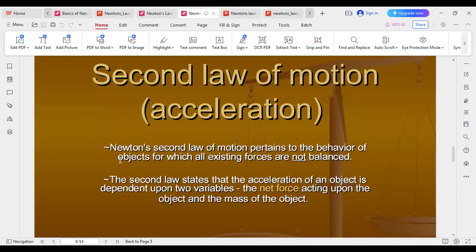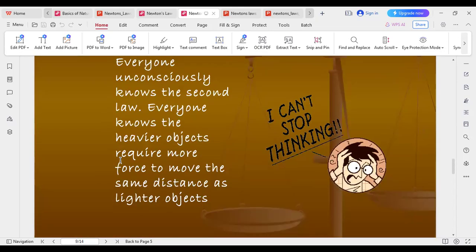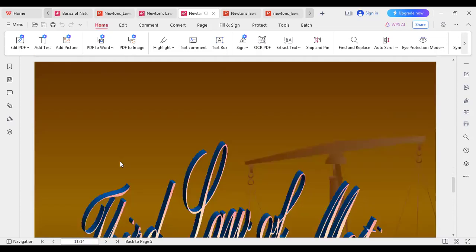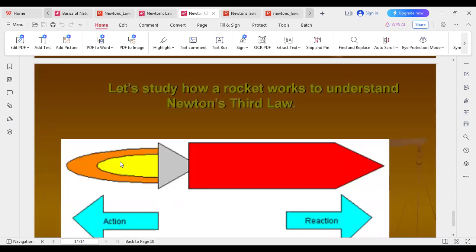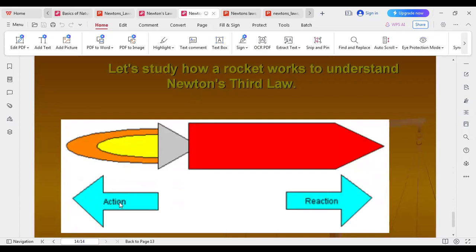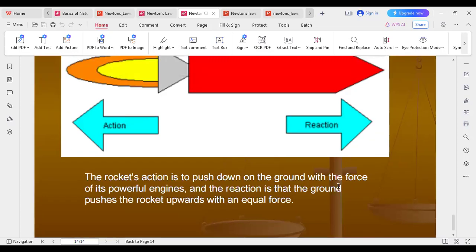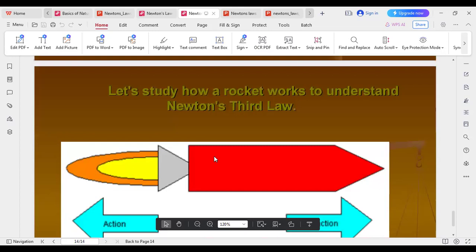The second law of motion is also the law of acceleration, and we also have F equals ma, which we have discussed. And for every action there is an equal and opposite reaction. This is also another example. Let's study how a rocket works to understand Newton's third law. This is the action: the rocket is giving out gases, and due to this action, a reaction will occur. The reaction will move the rocket in the direction opposite, the backward direction of the gases. The rocket's action is to push down with the force of its powerful engine, and the reaction is that the ground pushes the rocket upwards with an equal force. So this is another example.